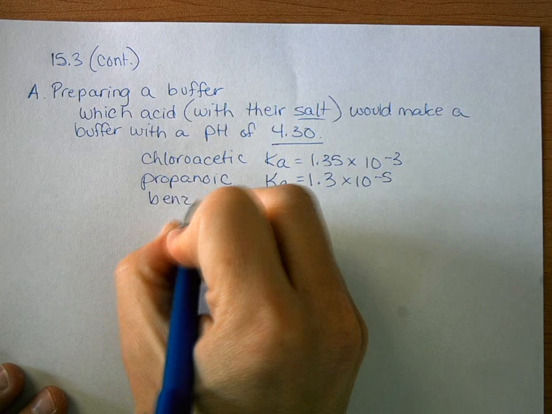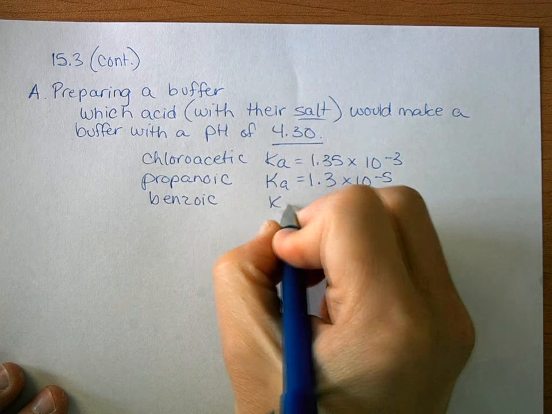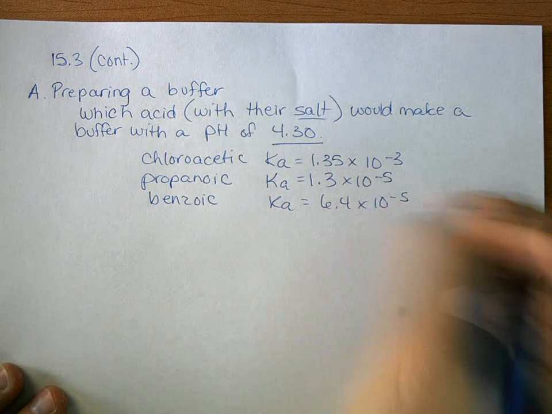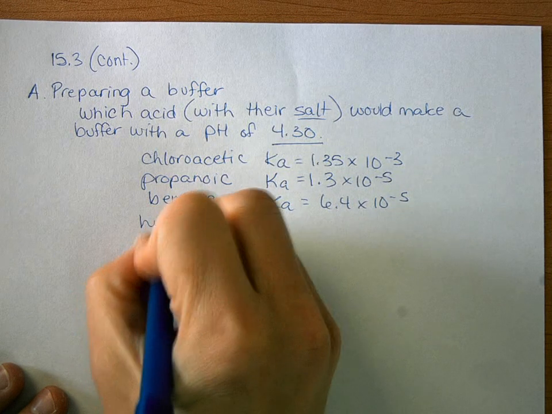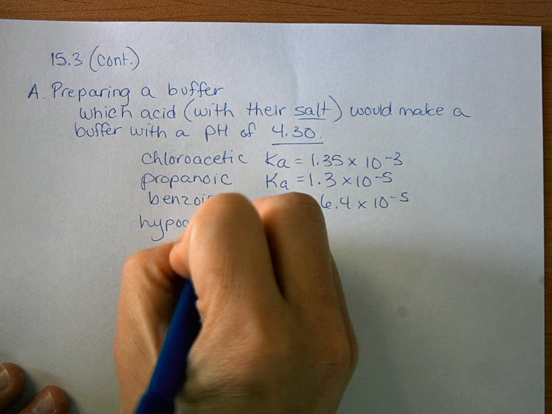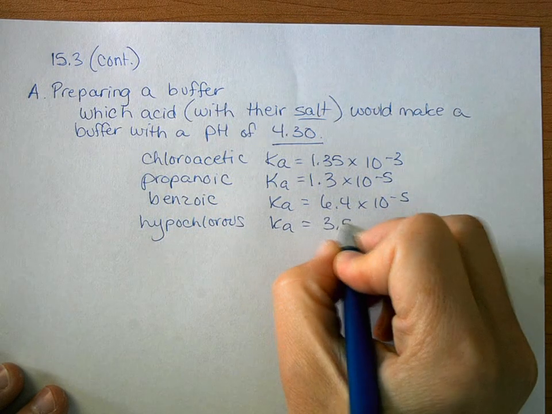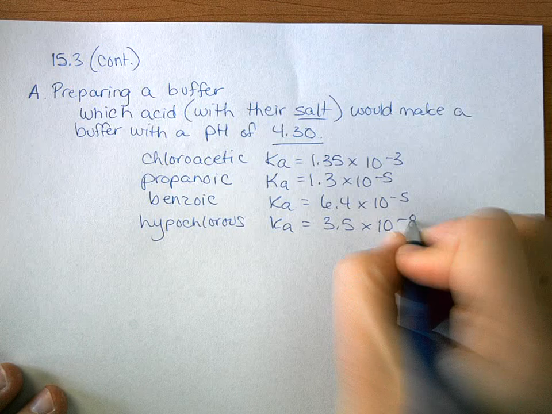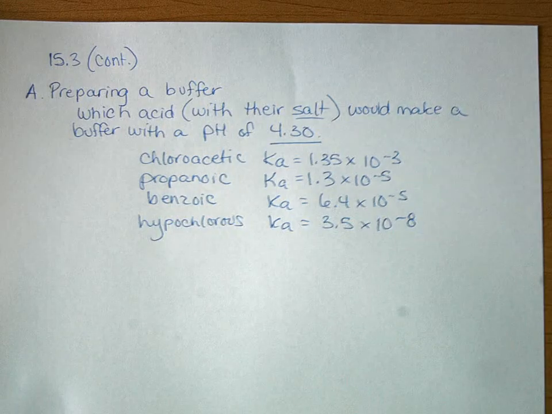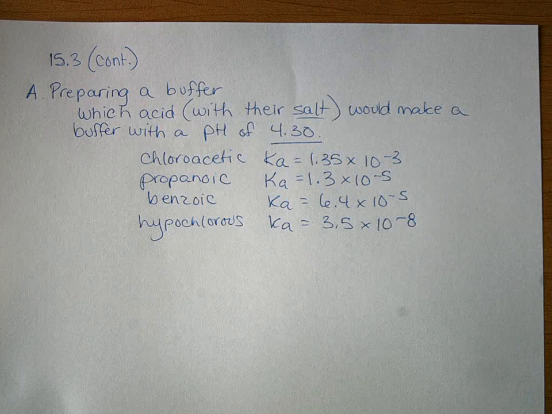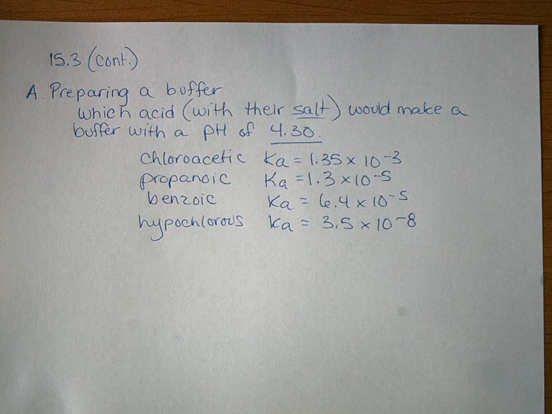Benzoic acid, Ka equals 6.4 times 10 to the negative 5, and then hypochlorous, and Ka equals 3.5 times 10 to the negative 8. So the question is, which one of these acids with their sodium salts or with any of their salts would make a buffer with a pH of 4.3?